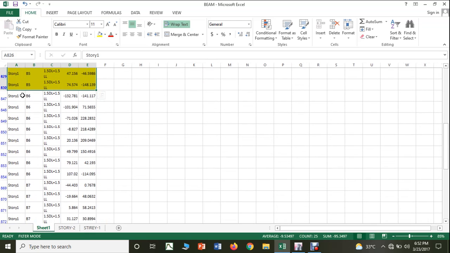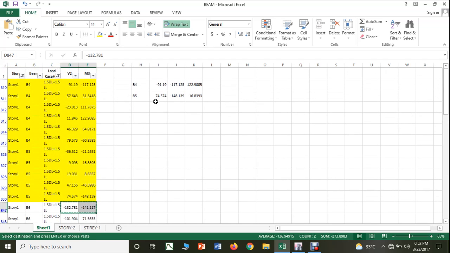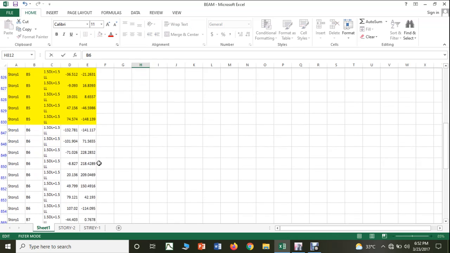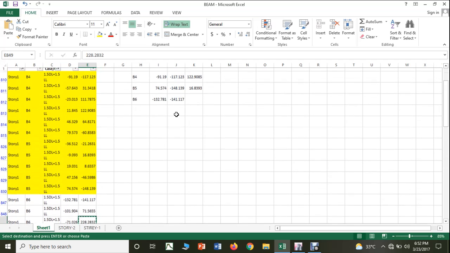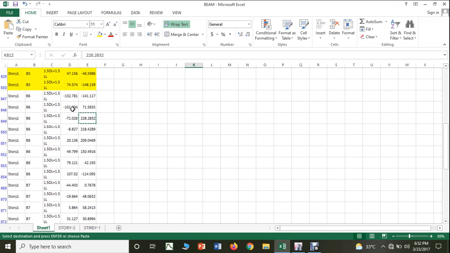When I go to beam 6, you can see this many values are there. Out of that, the highest one is this one, so I can give it as beam 6 here. In beam 6, the highest positive value is 228, so I can choose 228 as the highest positive value. So that is all about beam 6, from here to here.